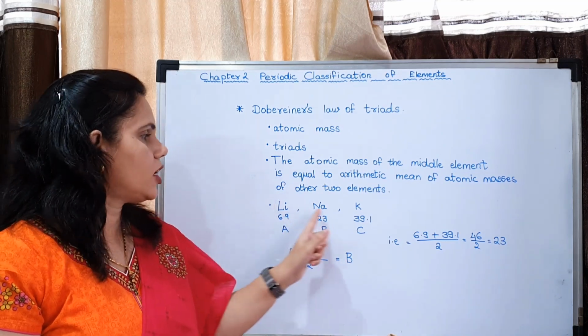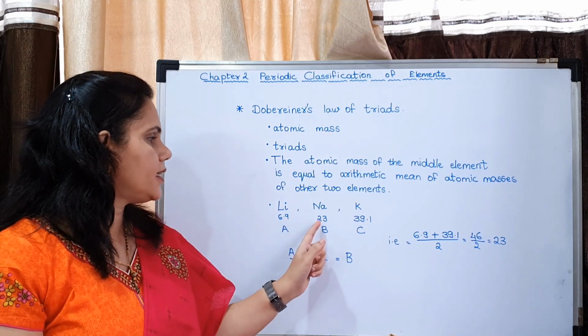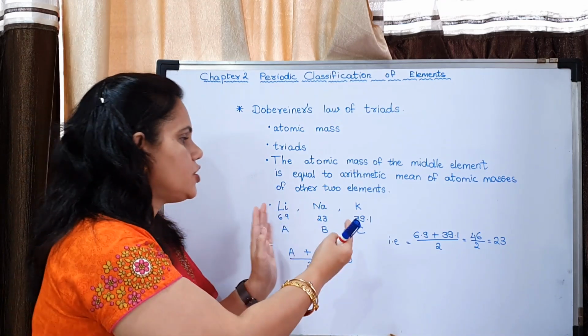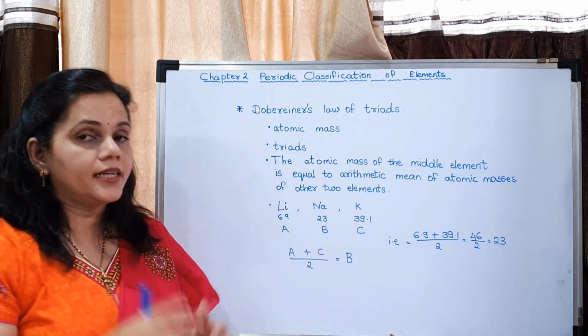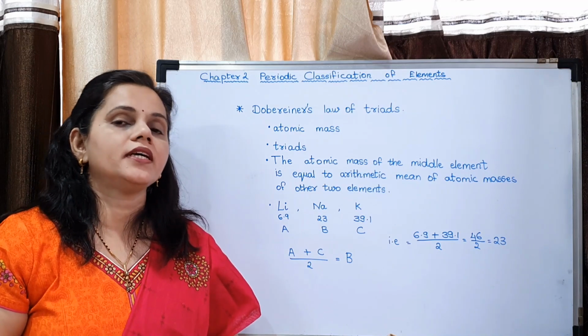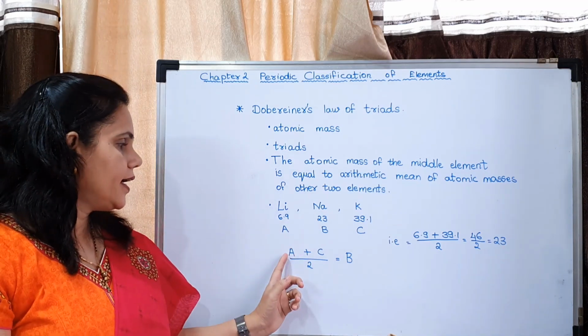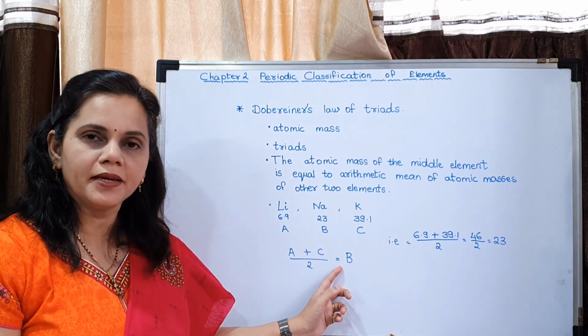You cannot change this sequence because they are in the increasing order of atomic masses. That means you cannot write K here and write Na here. It is a triad and it has to be in the increasing order of atomic masses. Then (A plus C) upon 2 is equal to B.